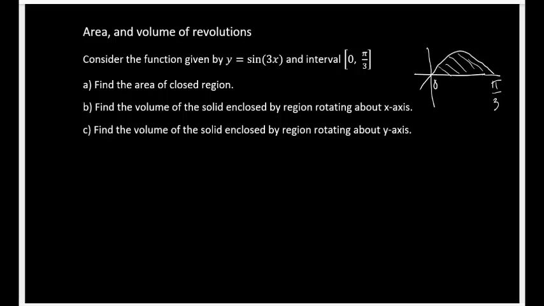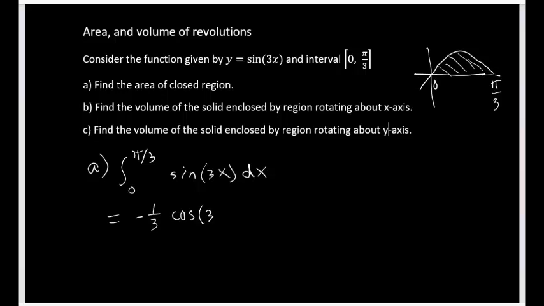this portion. If I'm looking for the area enclosed by this region, it will be the simple integral like this. For part A, you need to do 0 to pi by 3, and then the function you have, sine 3x dx. We know that the integral of sine 3x will be 1/3 with a negative sign cosine 3x, and our limit will be 0 to pi by 3.